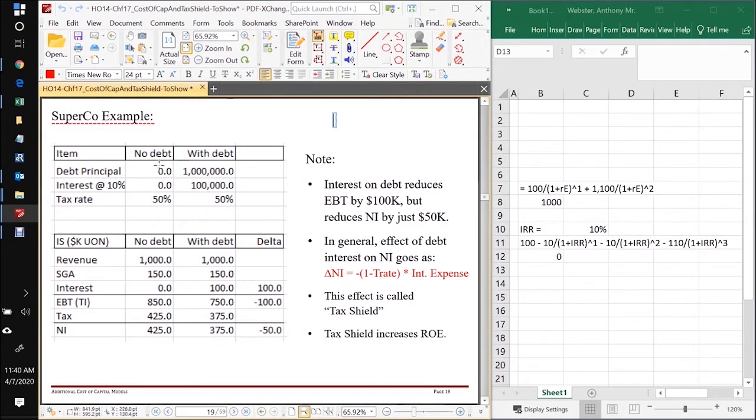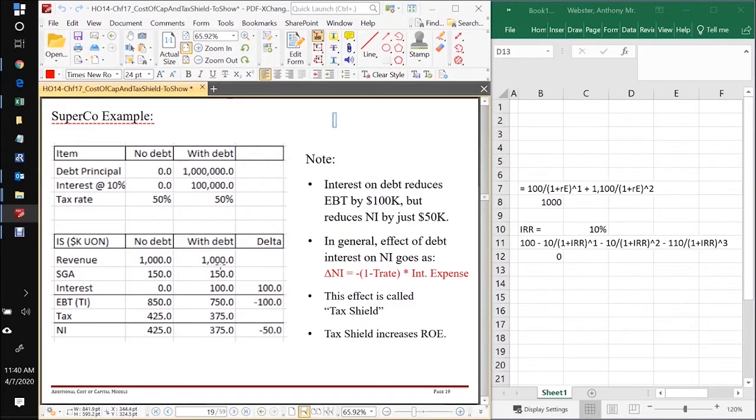If there's no debt, clearly nothing. Tax rate is 50%. That's going to be unaffected by whether the company has debt or not. So in the with debt case, they have $1 million outstanding in debt. Their interest is 10%, so they're paying annually $100,000 interest on that. And now let's go down to the income statement.